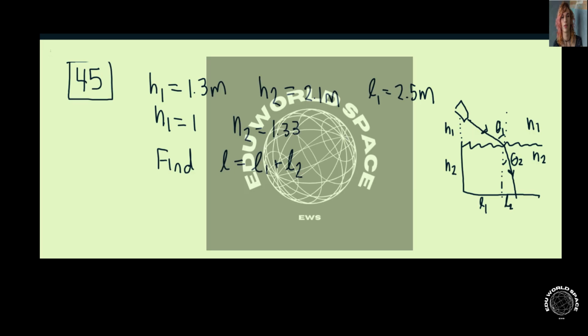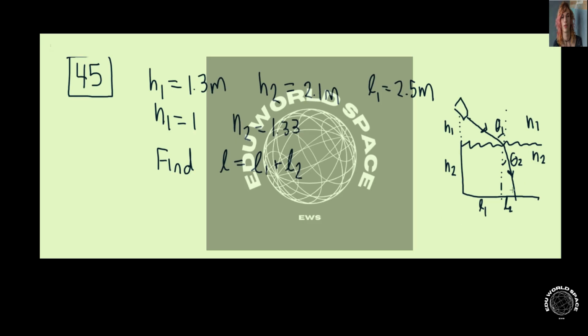Okay, in this problem we have a guy with a flashlight shining it into a body of water, some distance we call L1 away. When going from air to water, it refracts, and ultimately the light hits the bottom of this body of water, this pool, at some total distance away from the edge. So here's a picture of what's happening here.